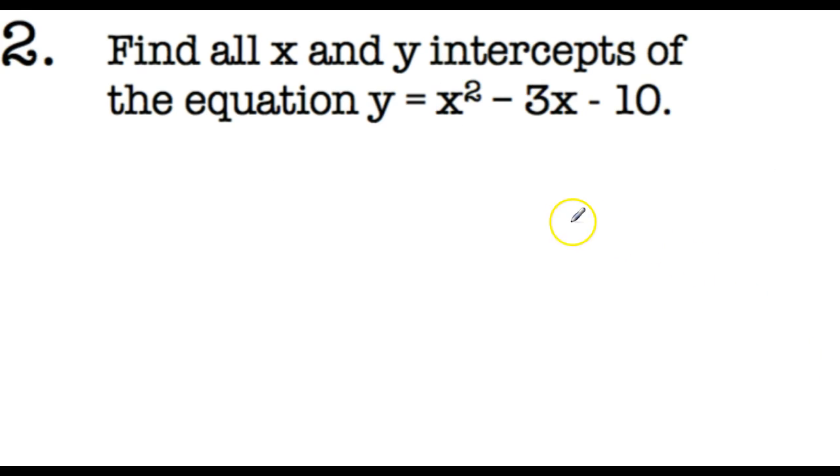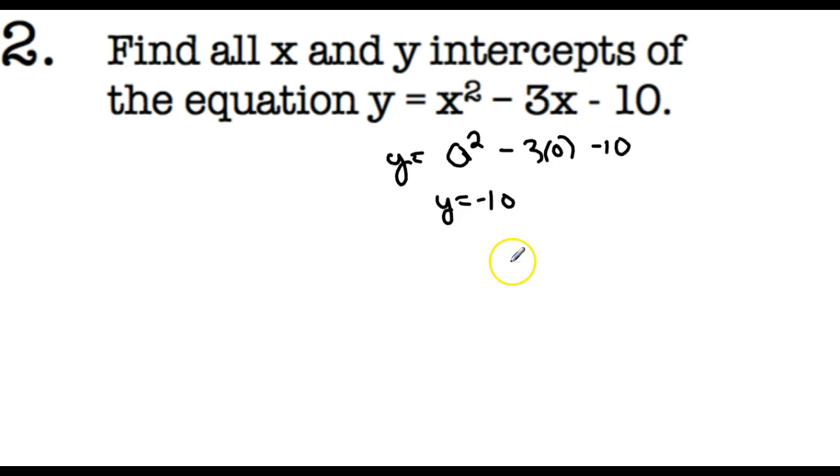This one says find all the x and y intercepts of the equation y equals x squared minus 3x minus 10. So we'll put 0 in for x. And that gives us y equals negative 10. So I'm going to put this as an ordered pair. When x is 0, y equals negative 10.